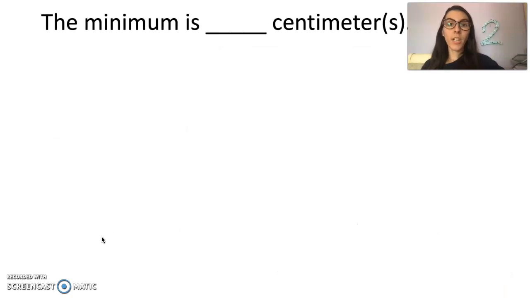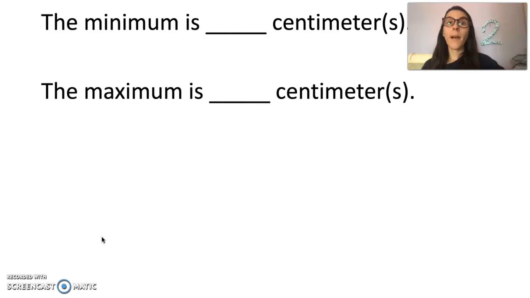The first question is, the minimum is blank centimeters. So remember that the minimum is just going to be the smallest amount or the least amount. So what is the minimum in that bar graph that you just filled out? The next question is going to be asking you about the maximum. So the maximum is going to be the largest amount or the biggest number. The maximum is blank centimeters.